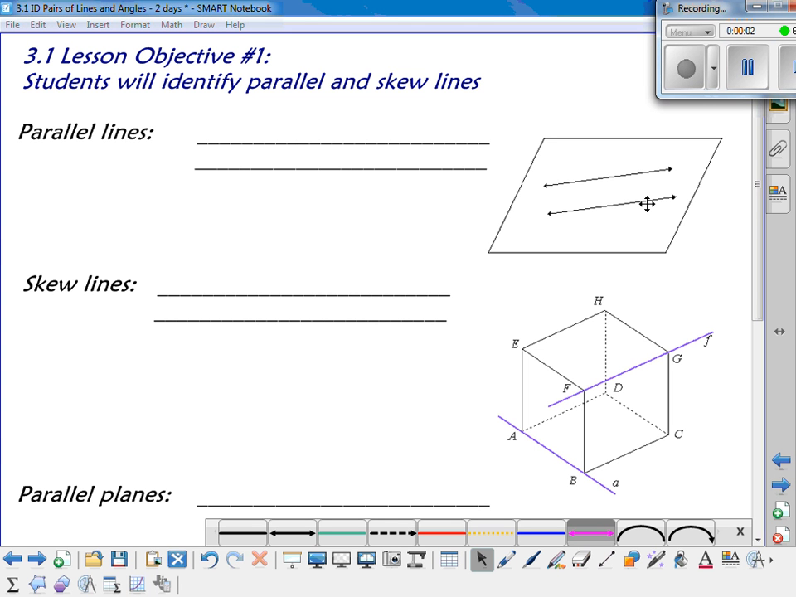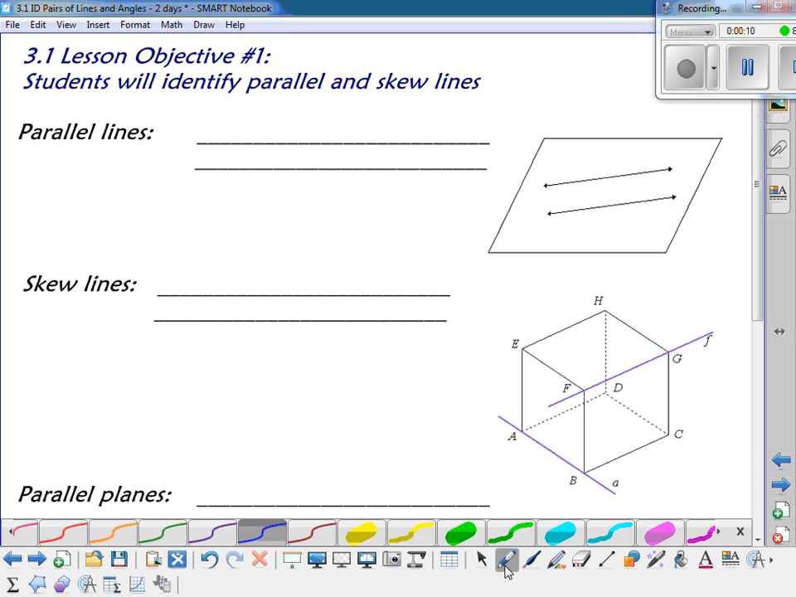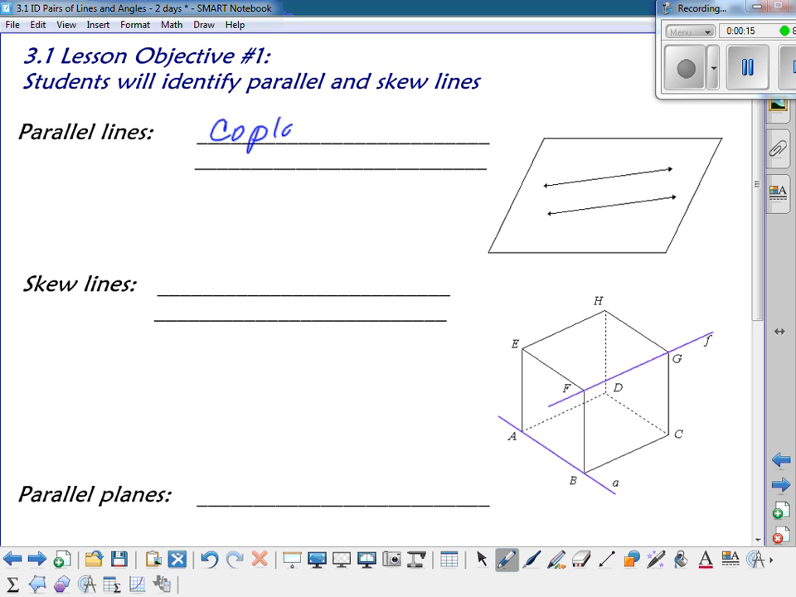Today's lesson has two lesson objectives. Our first lesson objective is that students will identify parallel and skew lines. In order for lines to be considered parallel, they have to be coplanar and they do not intersect.